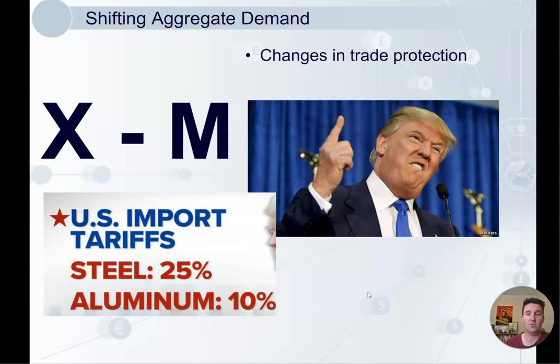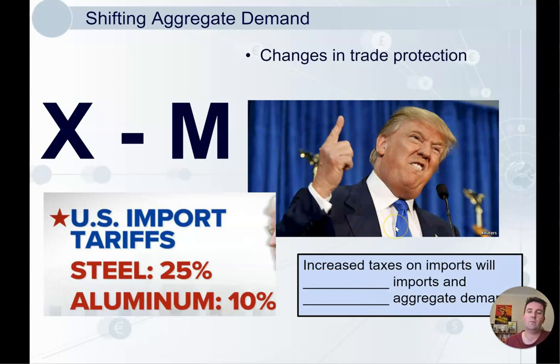Okay, changes in trade protection also count here. So Trump, again, when he was in power, he put on tariffs, so a tax on imports. And what that meant is that the US, they didn't buy as many imports anymore, right? If it cost 25% to buy Chinese steel, they were less likely to buy Chinese steel, more likely to buy their own. So increased taxes on imports, they will decrease imports and increase aggregate demand.